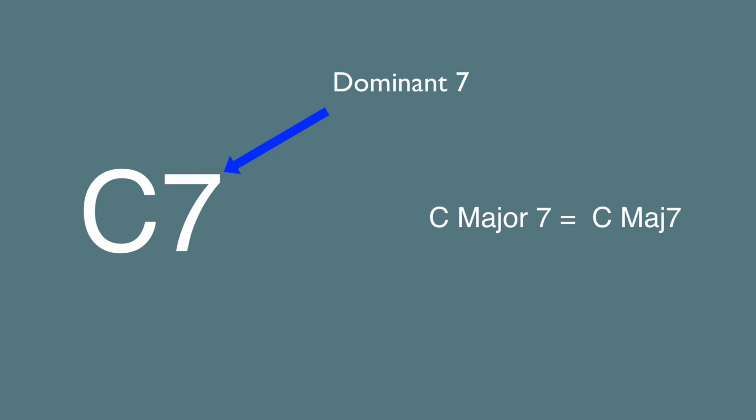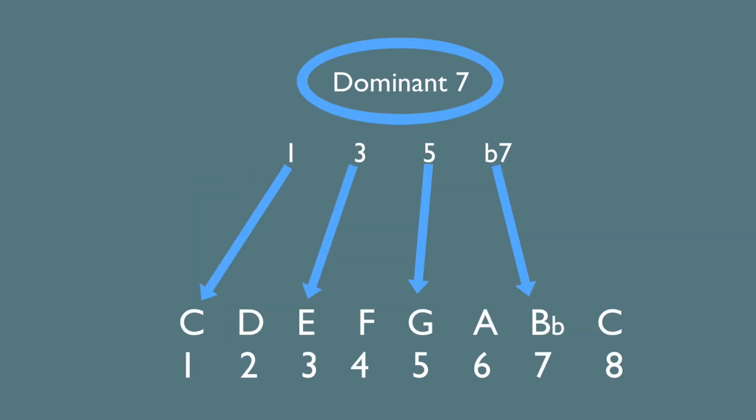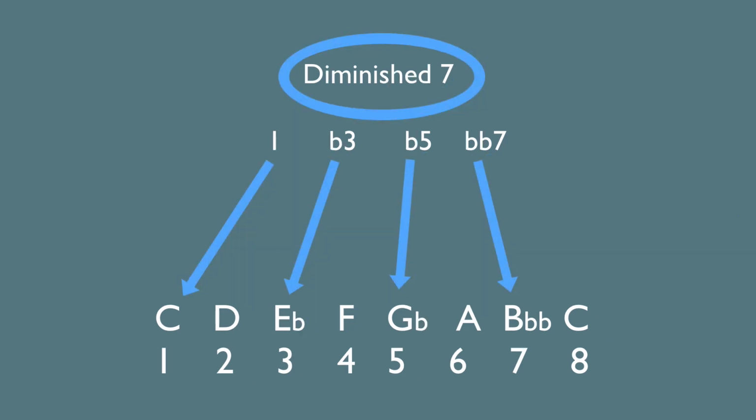Now the dominant 7th is taking the major triad and then adding the flattened 7th to it. So that makes a dominant 7. The next chord we're going to be learning is called the diminished 7. Now the diminished 7 is made by taking the first, third, fifth and the 7th.